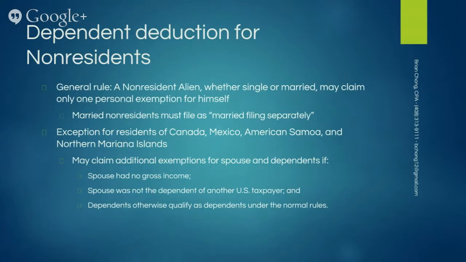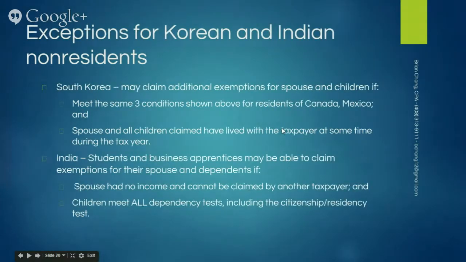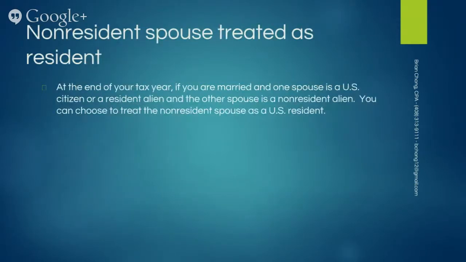So if you are a resident of Canada, Mexico, American Samoa, or the Northern Mariana Islands, you can claim exemption for your spouse and your kids, and there are some rules regarding that. Okay. And there are also exceptions for Korean and Indian non-residents. Like I said, there's always an exception for every rule in the tax code.